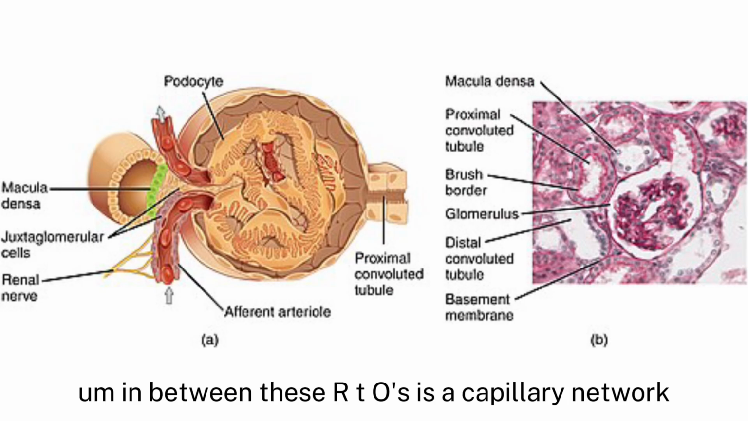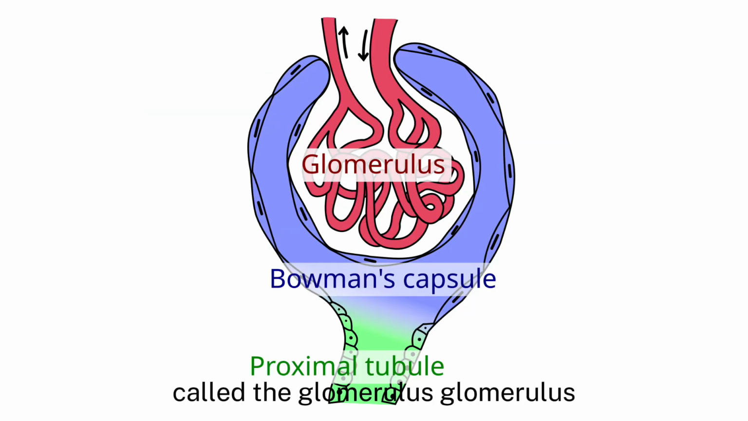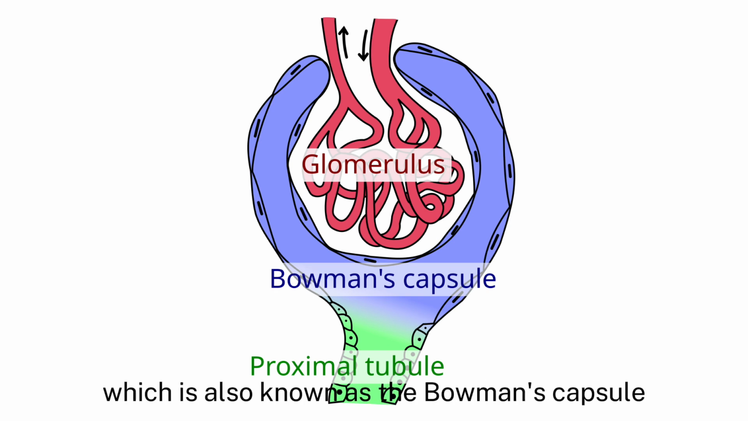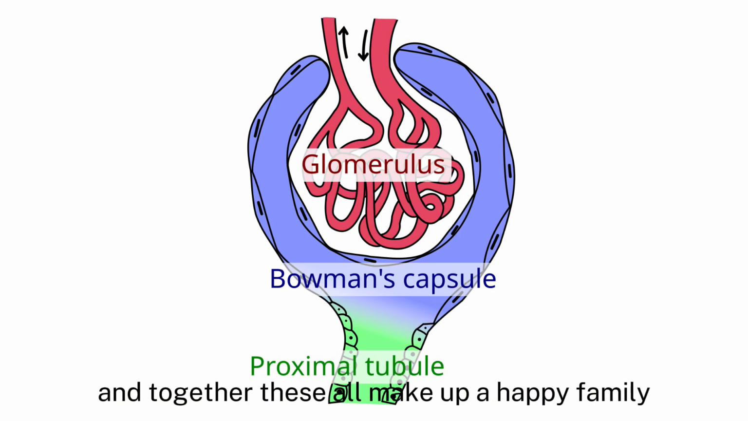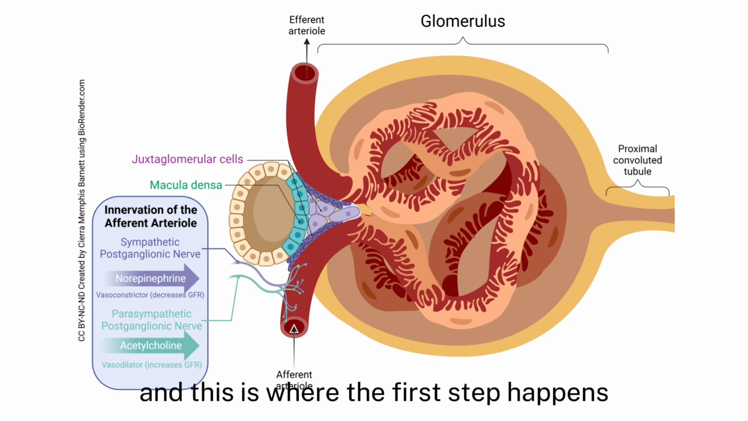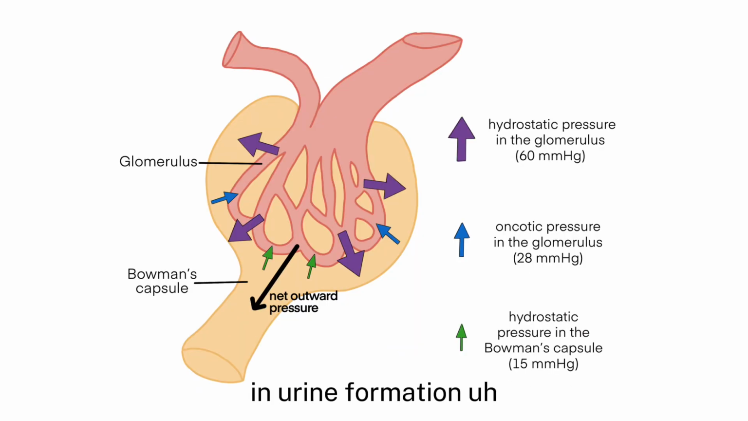In between these arterioles is a capillary network called the glomerulus. Glomerulus. That's a hard word to pronounce, which sits inside the glomerular capsule, which is also known as the Bowman's capsule. And together, these all make up a happy family called the renal corpuscle. And this is where the first step happens in urine formation.